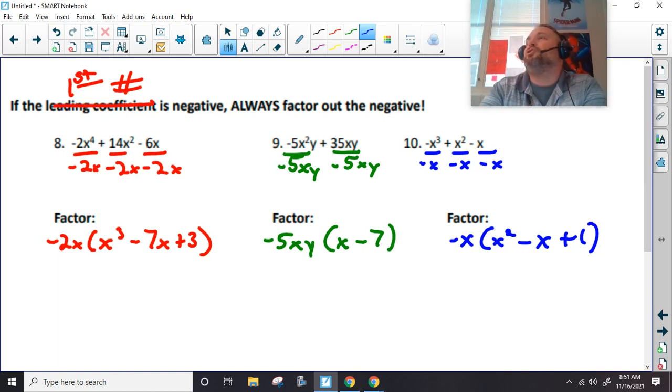Now, as far as GCF problems, there may be one, there may be two. The reason why this whole concept is the basis for what we're doing on the back, that's it.